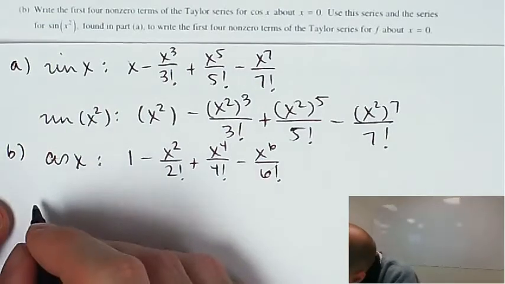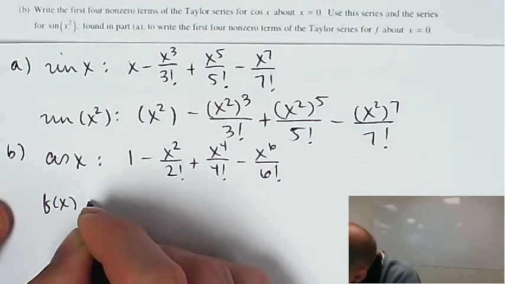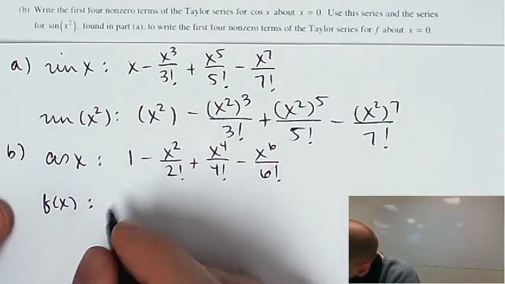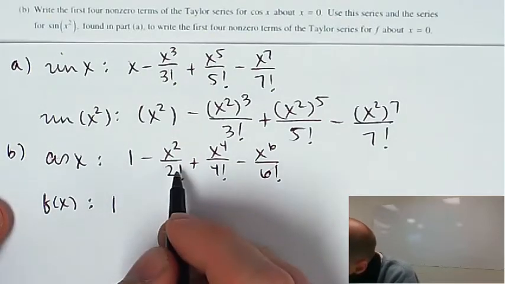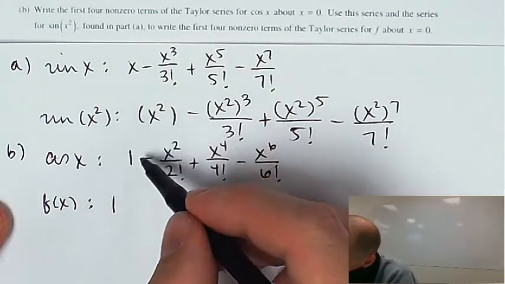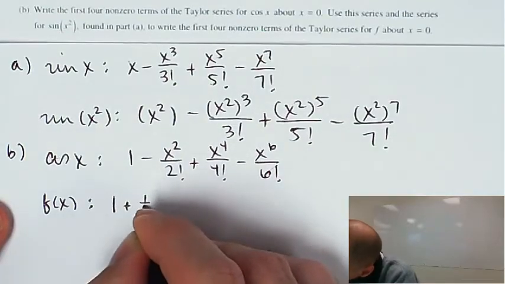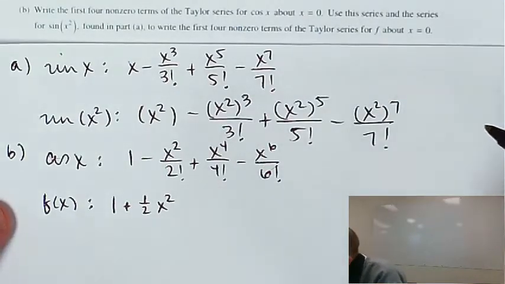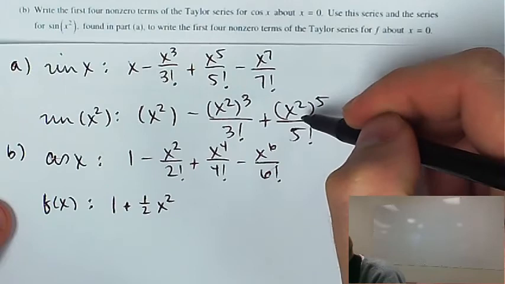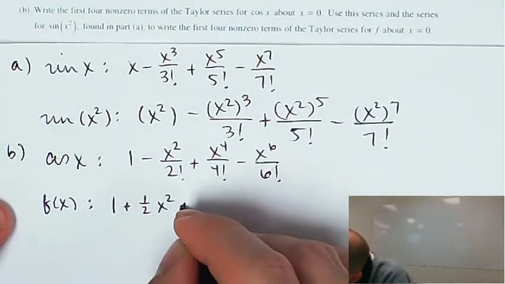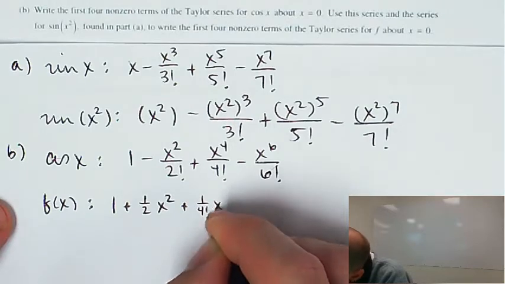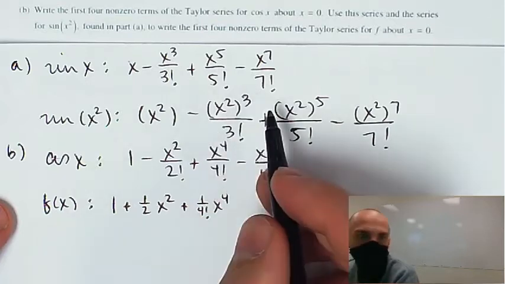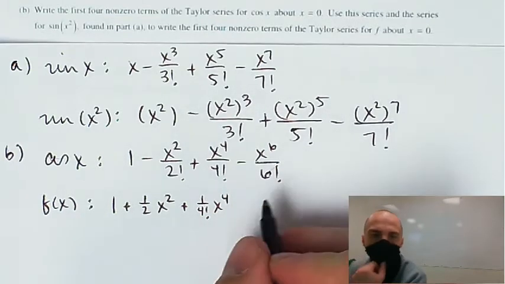Meaning that f of x, which is the sum of these two things, sine of x squared plus cosine x, I'm just going to add it term by term. So I have 1, I have no regular x's. I'll have 1 x squared minus half of x squared, which is plus 1/2 x squared. Am I going to have any x to the third terms? I'm not. I will have x to the fourth terms, though. Plus 1 over 4 factorial x to the 4. That's 3 non-zero terms. I just need one more. I don't see any fifth power terms. I see a sixth power term and a sixth power term.